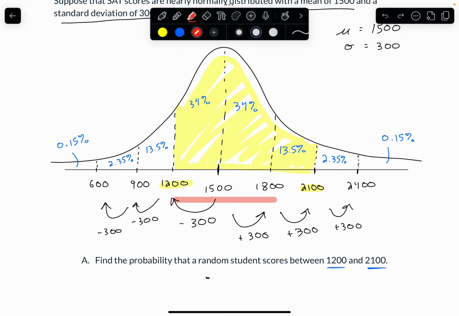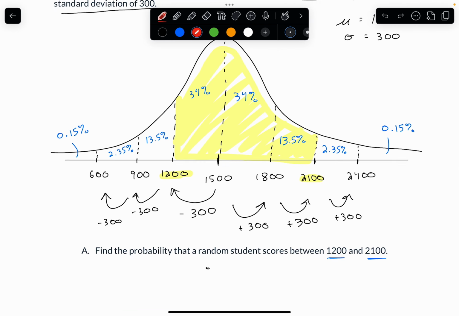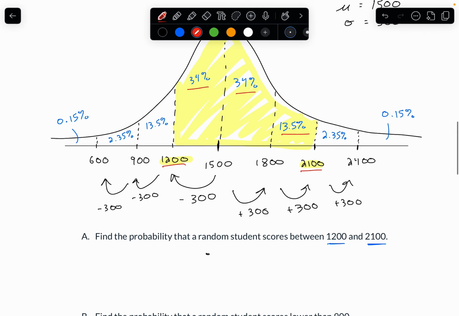So I'd have to get creative with how I did this problem if I didn't have these percentages already here. But what I can do now is I can just say, well, I'm going to take 34 plus 34 plus 13.5, and that covers the entire area between 1,200 and 2,100. So my answer for this problem, 34 plus 34 plus 13.5, and let me grab my calculator so I don't make a silly mistake.